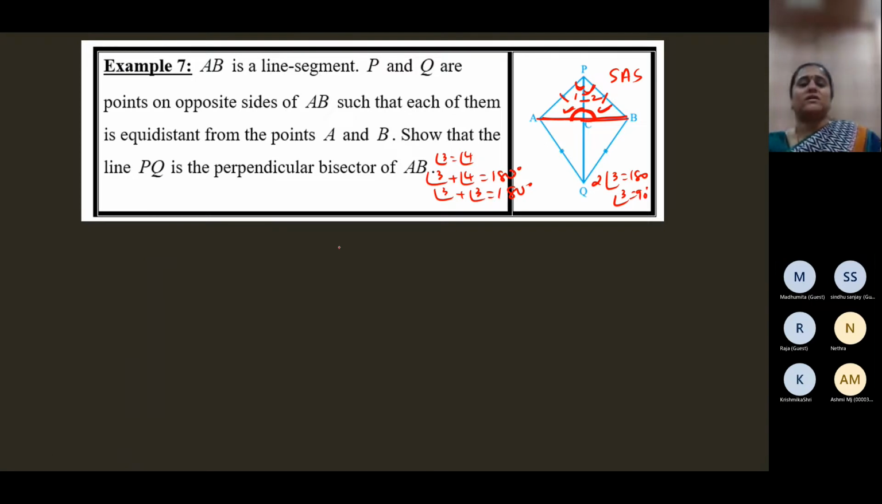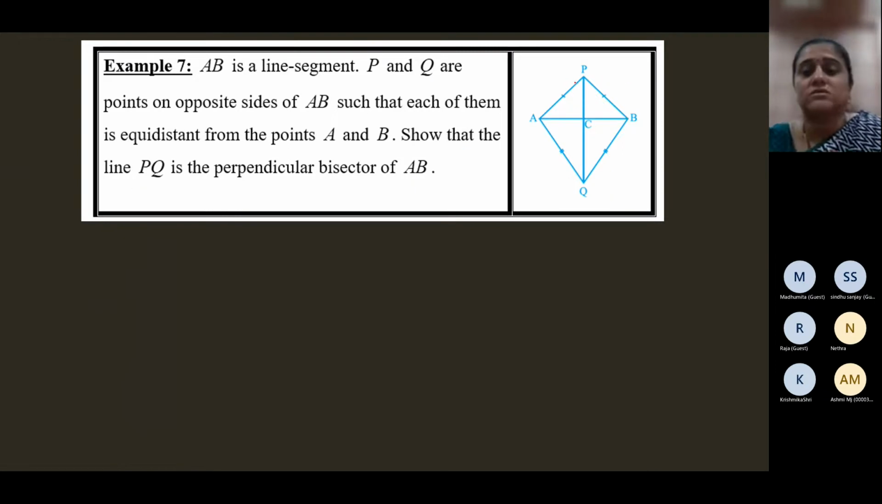So we proved that the diagonals are perpendicular to each other. When you look at it as a kite, the diagonals are perpendicular to each other because this is 90. Or we have proved that PQ is perpendicular to AB. Because we proved AC is equal to BC, PQ bisects AB. And we proved that this angle is 90. That means this is also 90. That means PQ is perpendicular to AB.